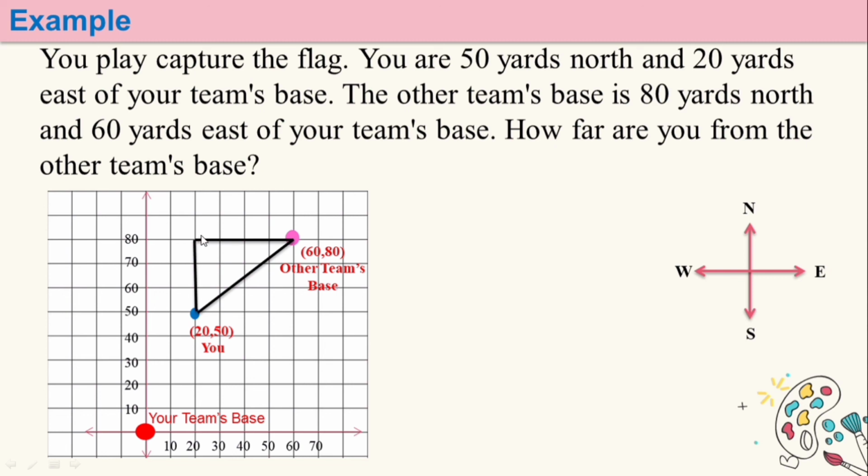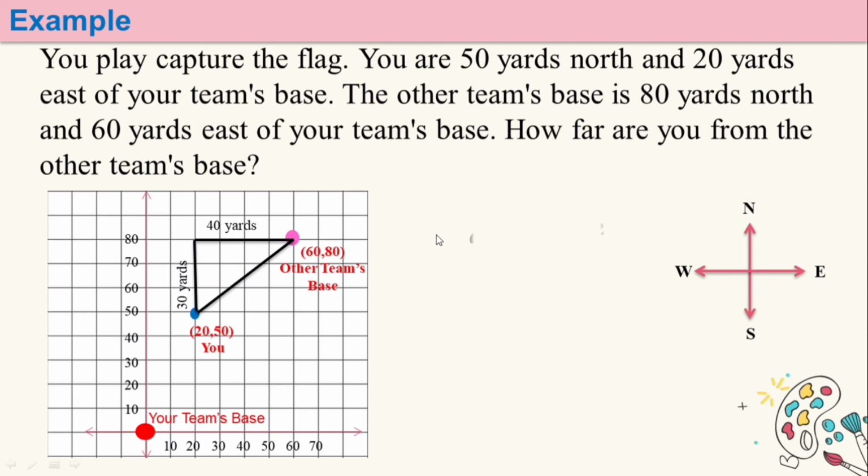We want to figure out what the vertical and the horizontal distance is. If we're looking at our x coordinate, what's the distance between 20 and 60? 60 minus 20 is 40, so this is going to be 40 yards. Then looking at the vertical distance, we have the distance between 80 and 50. 80 minus 50 is 30, so this here is 30 yards.